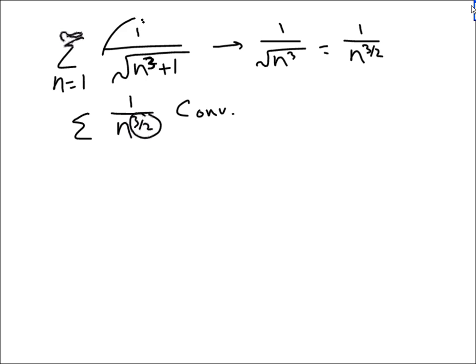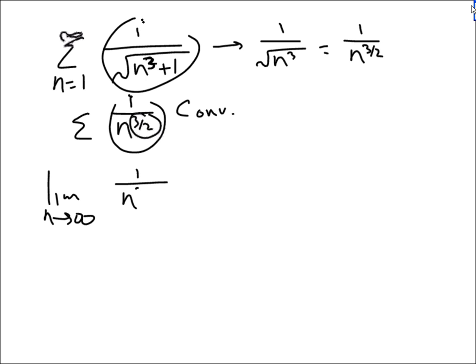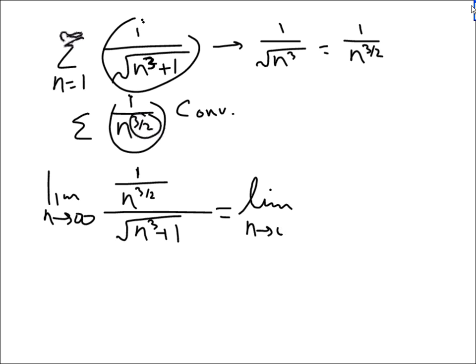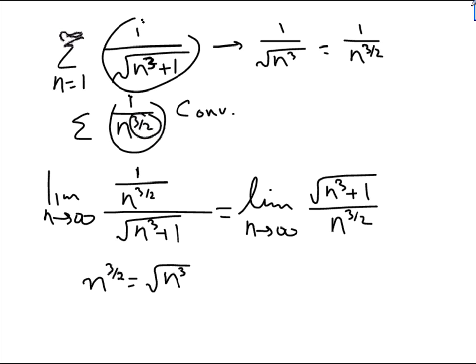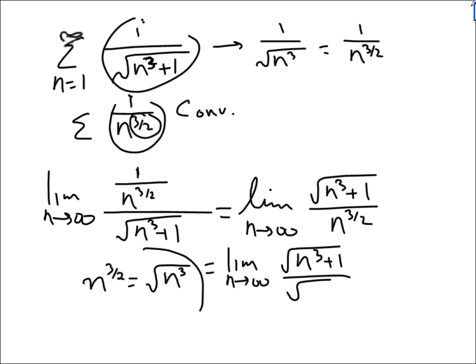Now I just have to show that the limit of this over that, or the limit of that over this, is positive and finite. The limit, as n goes to infinity, of 1 over n to the 3/2 divided by the square root of n cubed plus 1, well, this becomes the limit as n goes to infinity. You're going to get n cubed plus 1 divided by n to the 3/2. So now you have to think about it. N to the 3/2 is the square root of n cubed. So this becomes the limit as n goes to infinity, the square root of the top, divided by n to the 3/2, which is the square root of n cubed.